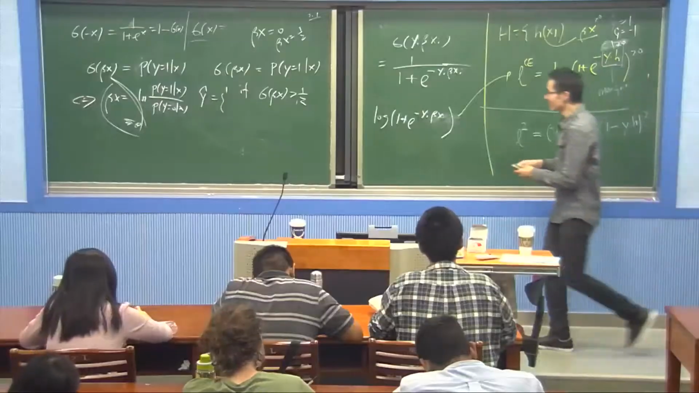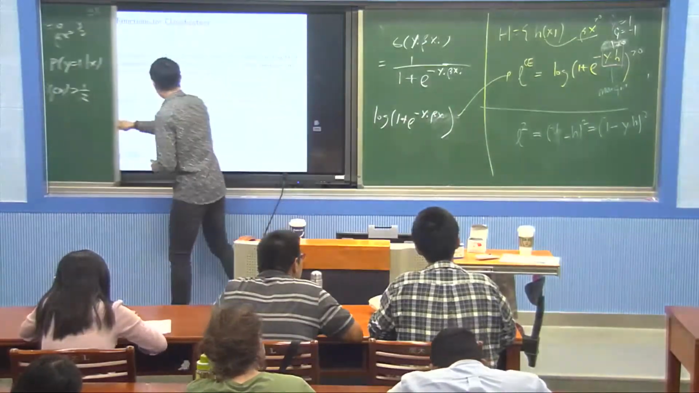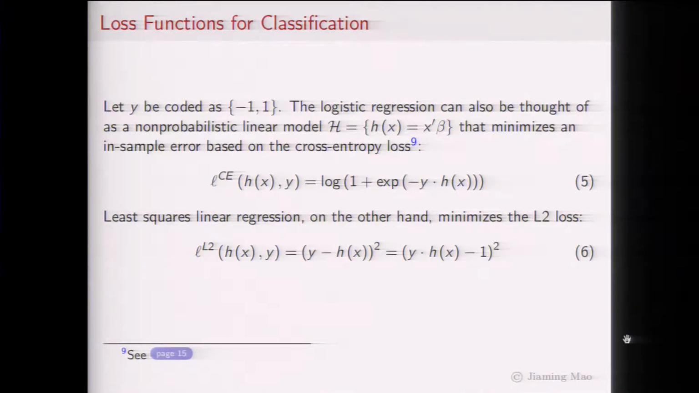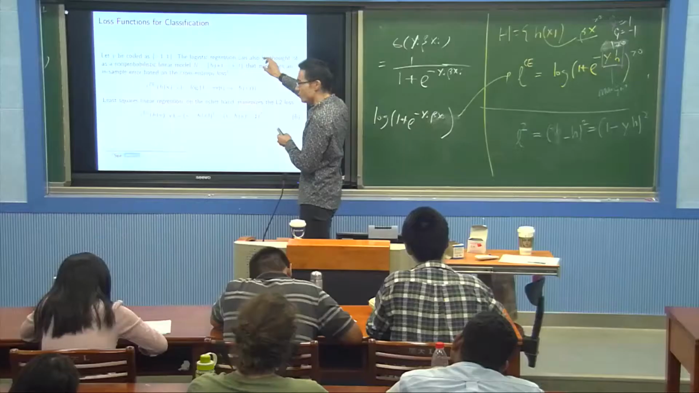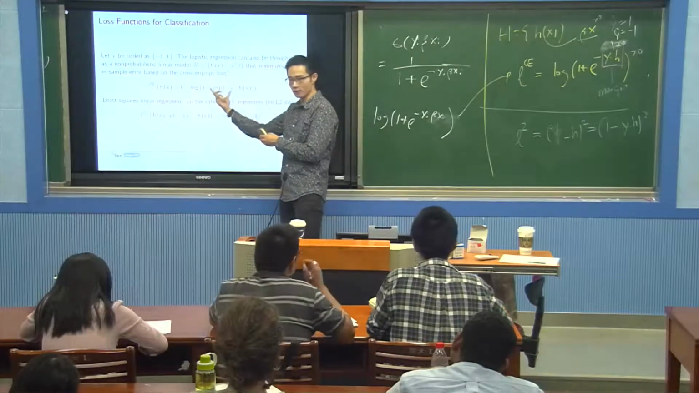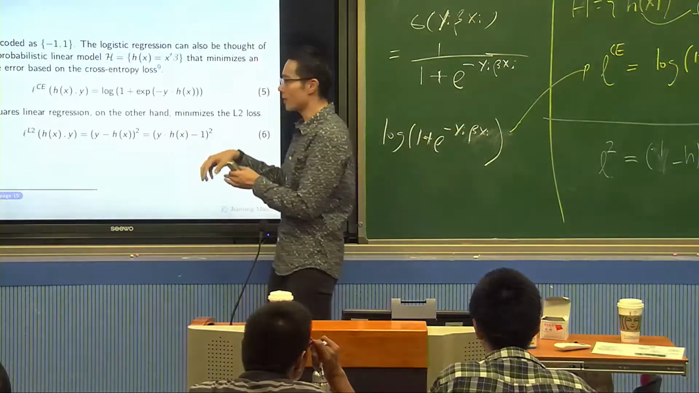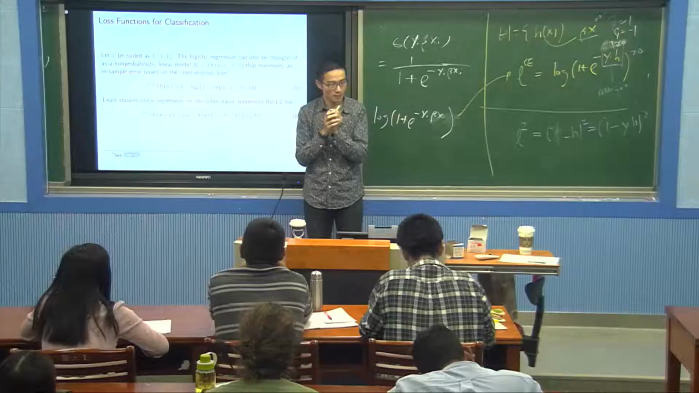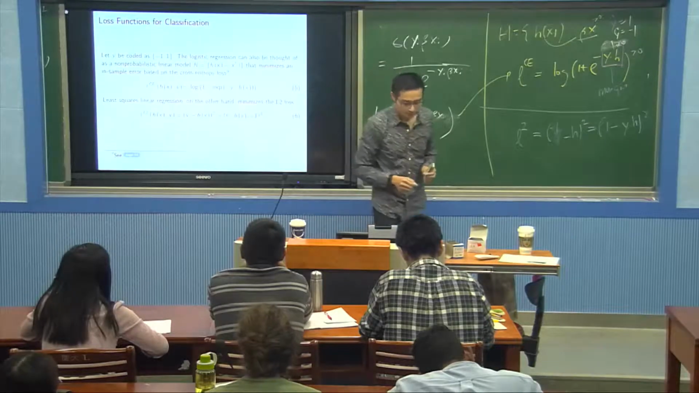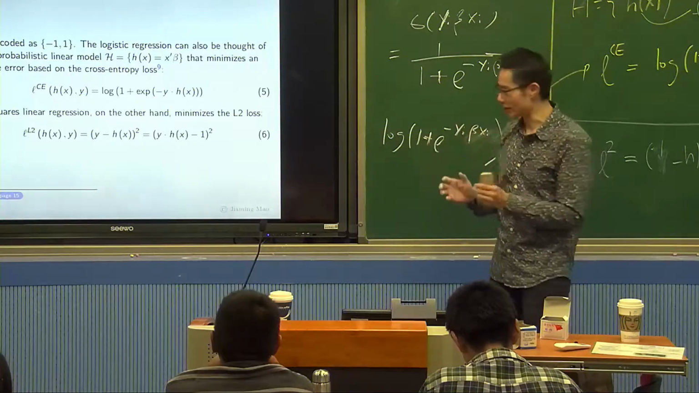All right? So I hope people are still following. You can think about logistic regression as a linear model that minimizes the cross entropy loss, and you can think about the least square linear regression as also a linear model that minimizes the L2 loss function. And both are a function of the margin, y times h, when y is plus 1 or minus 1. All right, okay. Now let's completely shift gears.